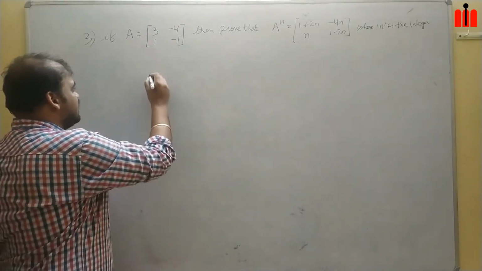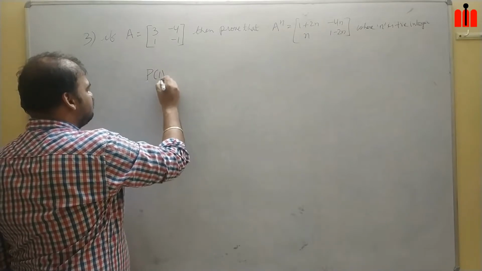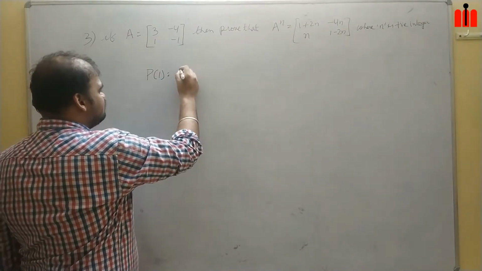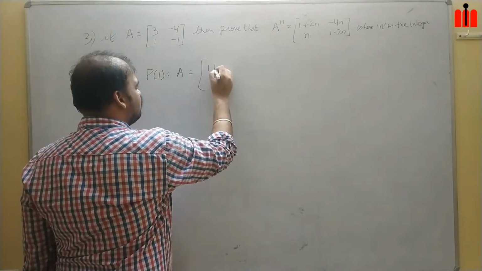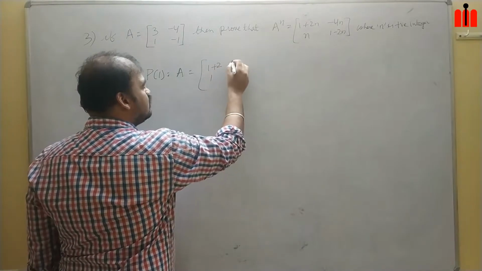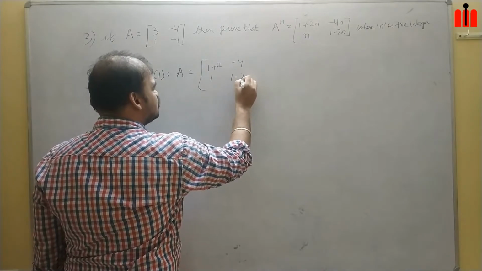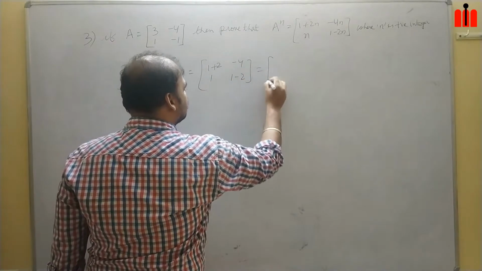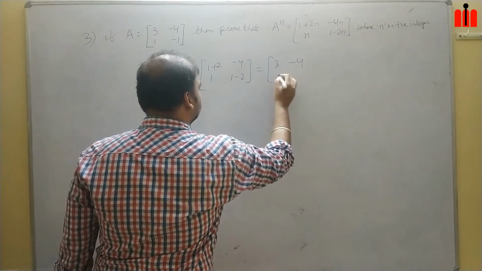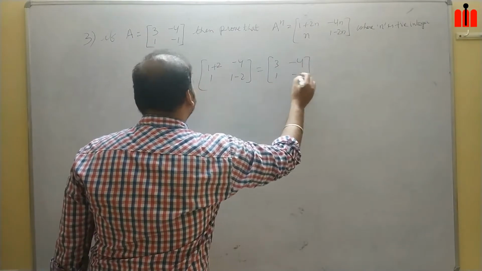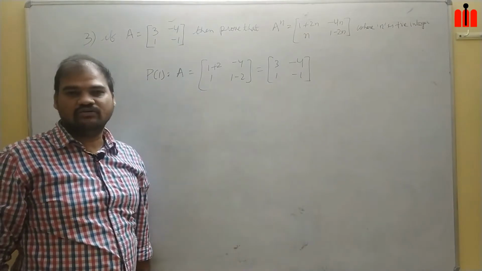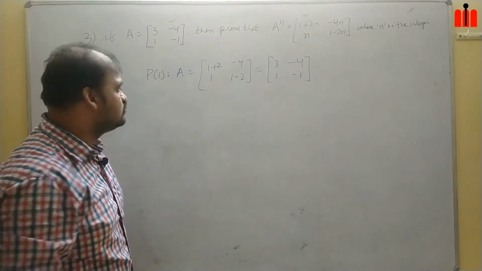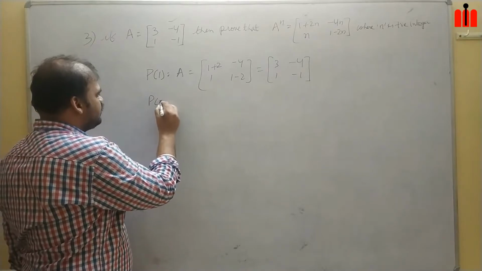Same principle of mathematical induction. First we will put P1. For P1, my LHS will be A. What will be my RHS? RHS will be 1 plus 2, minus 4, 1, 1 minus 2, which is 3, minus 4, 1, minus 1. So this is the same as our A. So LHS equals RHS, so P1 is true.